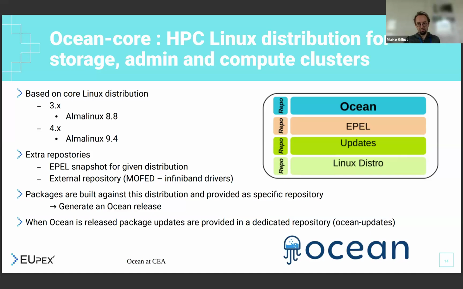As you can see in the picture on the right, we have a Linux distribution here. We have the updates of this Linux distribution. We have EPEL, since this Linux distribution is based on RPMs and is compatible with EPEL. And on top of that, we have Ocean. It's a global picture of that.